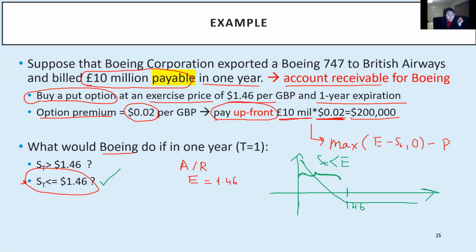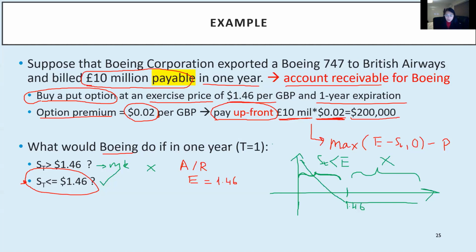And in the opposite situation, when the future spot rate is greater than my exercise price, I'm not going to exercise my option. And why is that the case? That's because I can sell the pounds in the spot market at a higher rate than 1.46. So in this case, I'm going to the market, and I just forget about my put option.